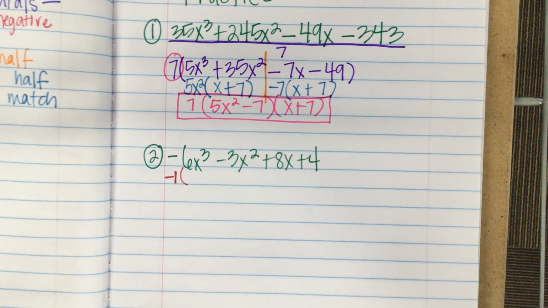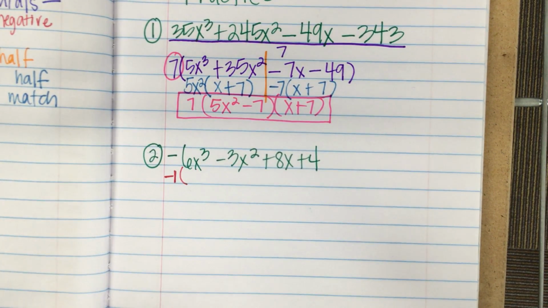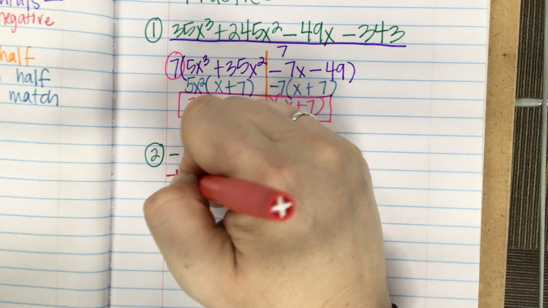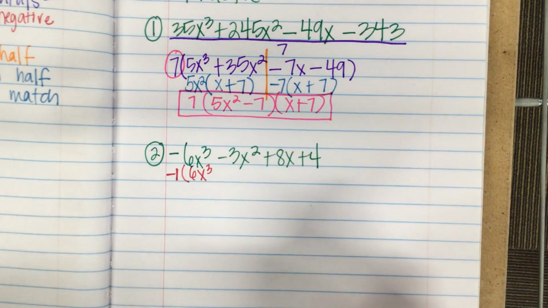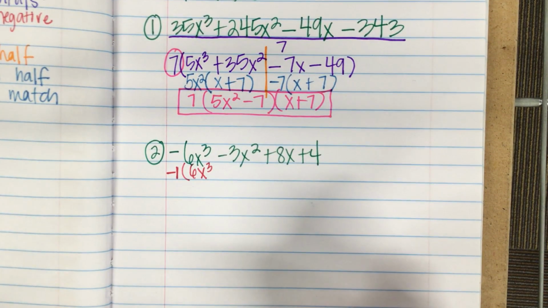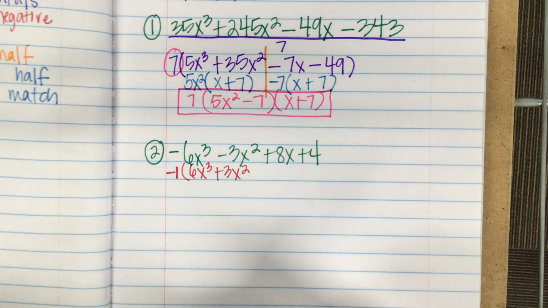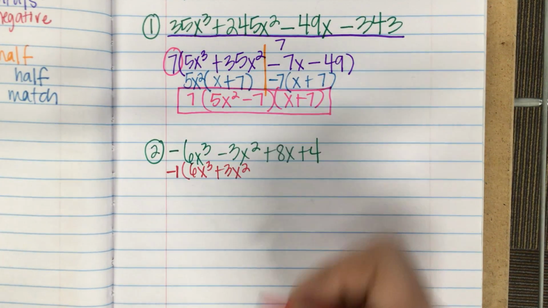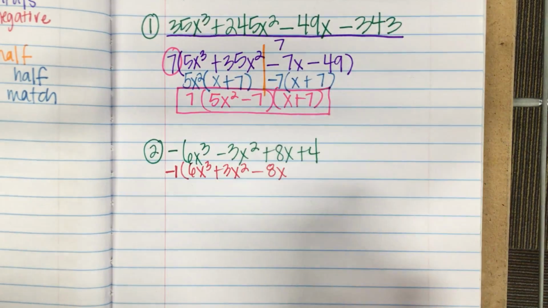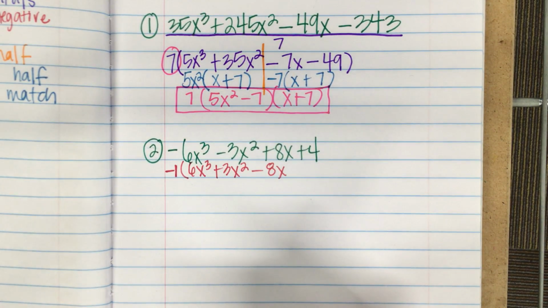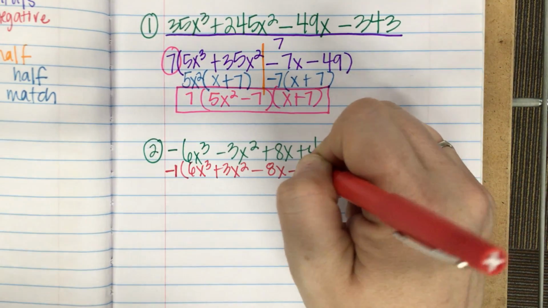Everything changes, so negative 6x to the third becomes positive 6x to the third, minus 3x squared becomes plus 3x squared, plus 8x becomes minus 8x, and plus 4 becomes minus 4. Excellent.